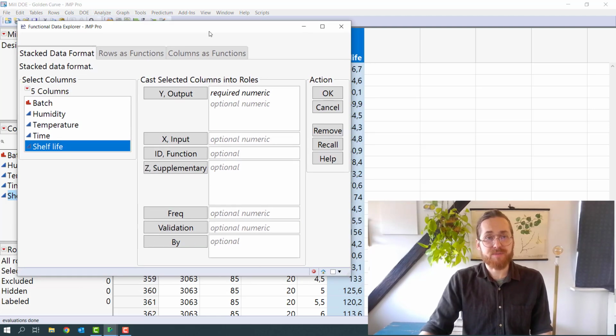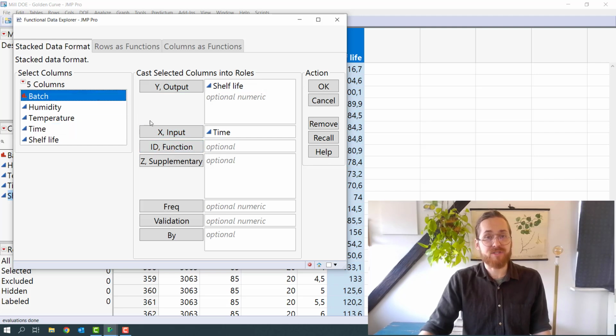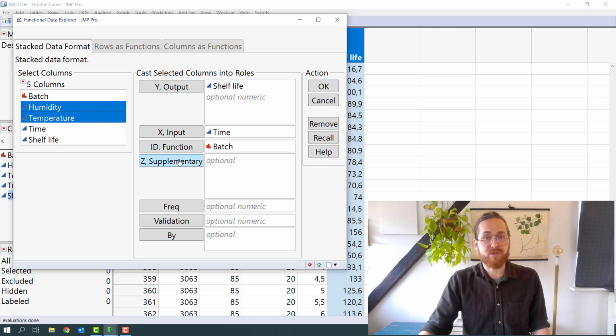In the Functional Data Explorer, we say that the shelf life is our Y output, the X function is time, the ID function is batch, and humidity and temperature is supplementary. I then click OK.